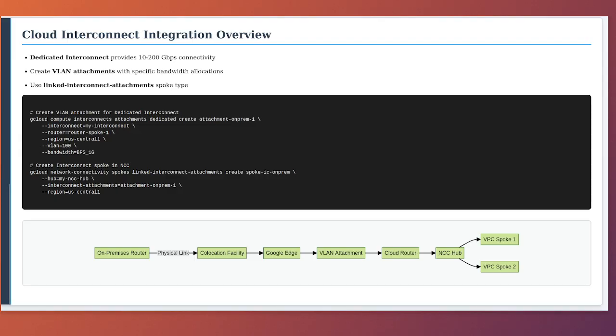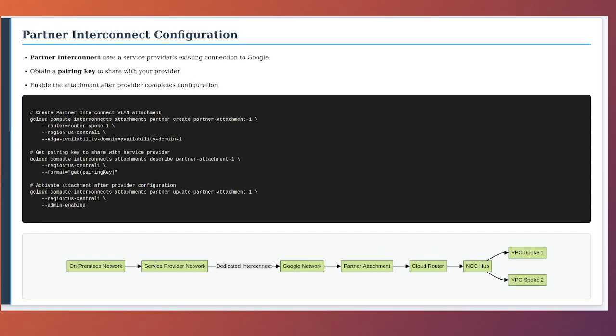The diagram illustrates the interconnect architecture. The on-premises router connects through a physical interconnect link to the colocation facility. From there, the connection reaches the Google Edge, which connects to the VLAN attachment. The attachment connects to the cloud router, which interfaces with the NCC hub. The hub then distributes routes to VPC Spoke 1 and VPC Spoke 2, providing high-performance dedicated connectivity from on-premises to all your GCP VPCs. Partner Interconnect Configuration.